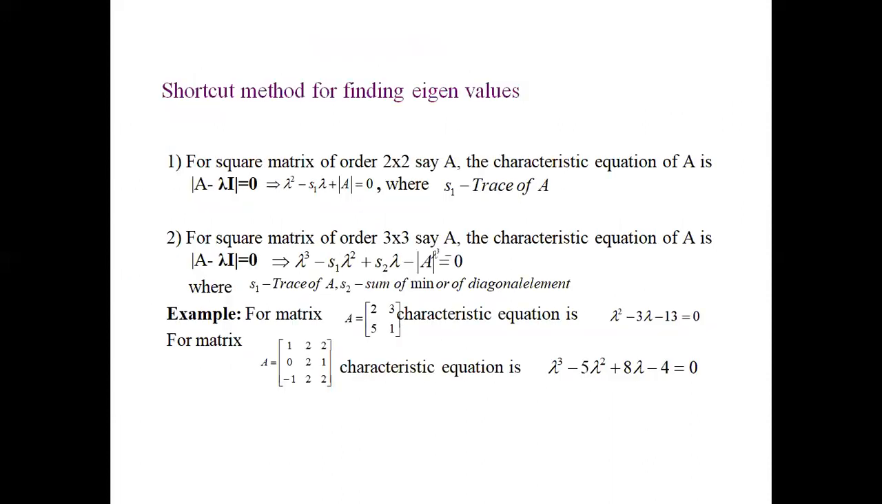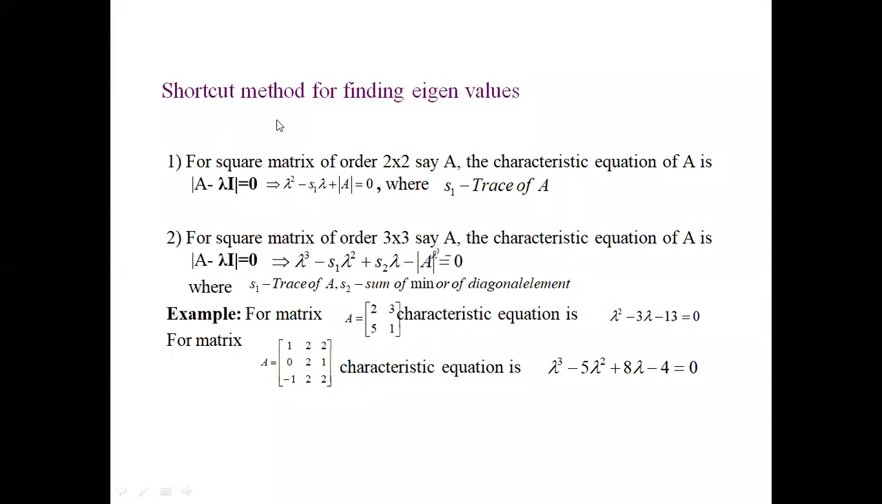Okay. So now this is the shortcut method for finding the eigenvalues. We have 10 minutes in our hand, so we'll discuss that one. If we have a 3 by 3 matrix, how can one find the characteristic equation by using the shortcut method?